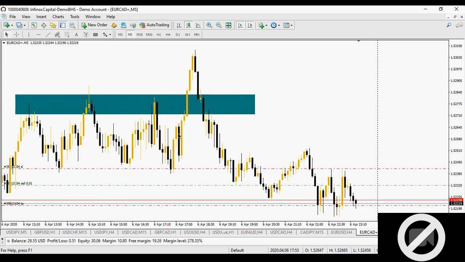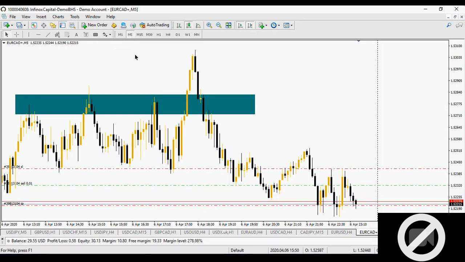Now, for a resistance to be broken, market must be very, very strong. I can see there was a very strong move to the upside that broke this resistance. And whenever a resistance is broken, you're going to look for another resistance at the higher level.